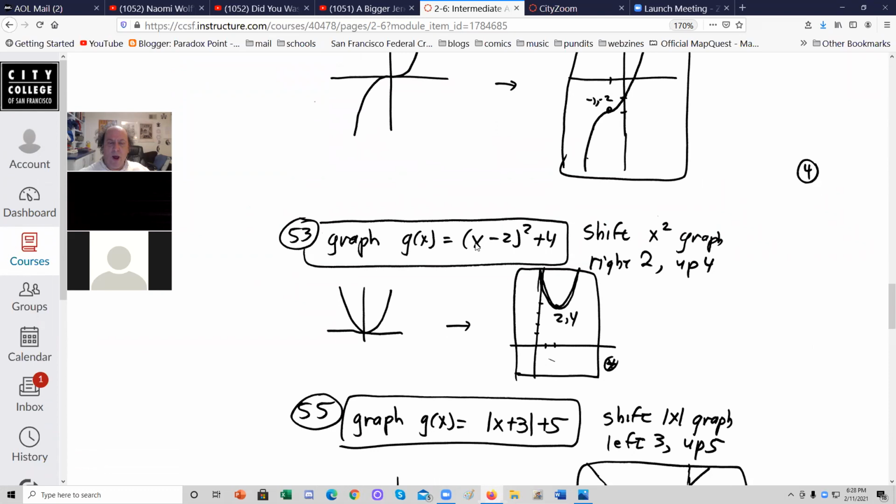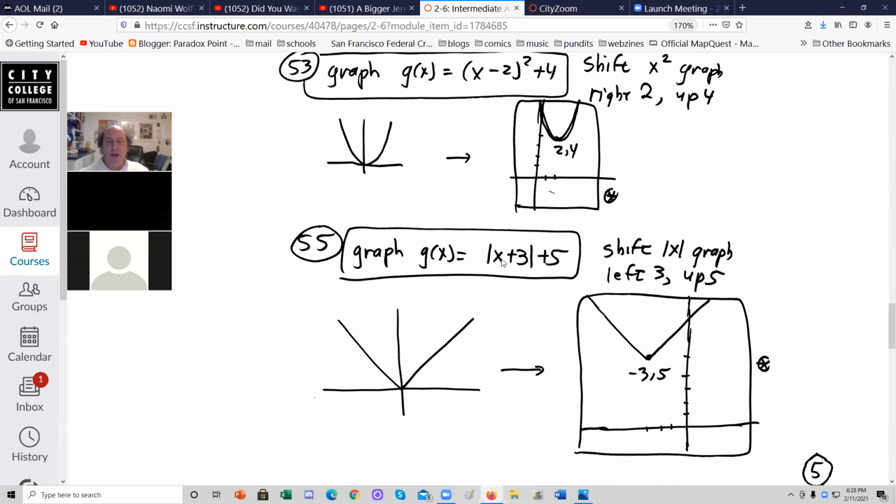Here's graph y equals x minus 2 squared plus 4. Well, the x squared graph is this U-shape. This x minus 2 delays it 2 units. This plus 4 moves it up 4 units. This bottom point, called the critical point, at 0 by 0, is moved right and up to 2 by 4, and the U-shape goes up from there.